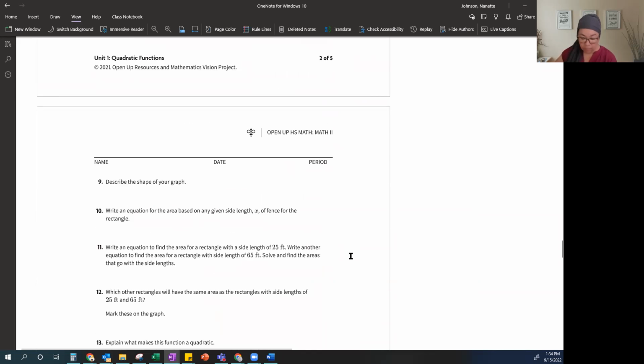So if I was to do this, and I am going to do it, if the length is 25 feet, what would the width be? So I'm pretending that I'm filling out that chart again. So if the length was 25 feet, how did I figure out the width of it? What did I have to do?